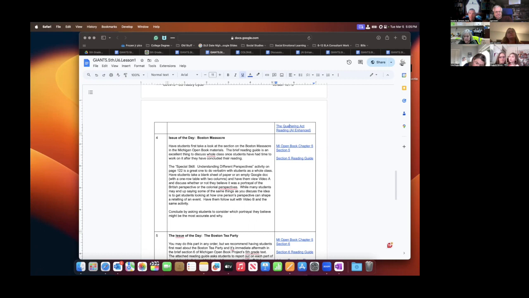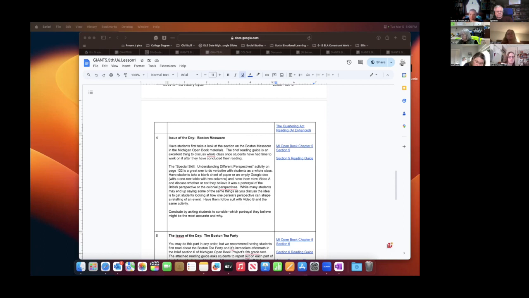Once that's done, you can have a brief discussion on the Boston Massacre. And then we have this special skill, understanding different perspectives activities on page 122 of Open Book. That's a great one to do verbatim with students, the whole class. Have students take a blank sheet of paper or an empty Google Doc or a one-row table with two columns. Have them view video A from Open Book and discuss whether or not they believe it was a portrayal of the British perspective or the colonial perspectives.